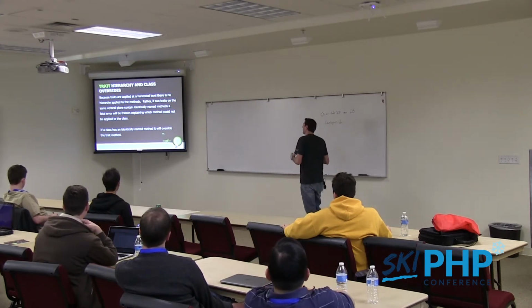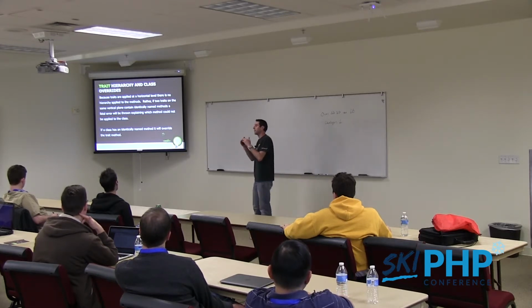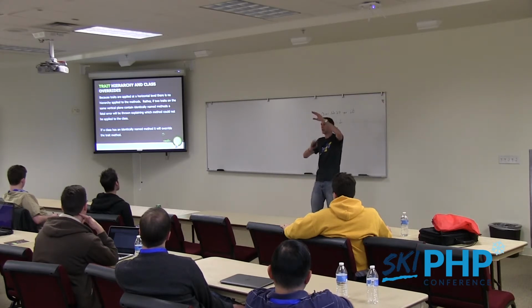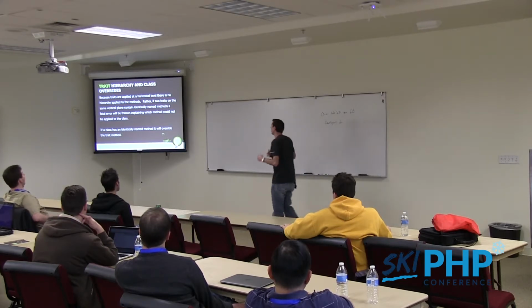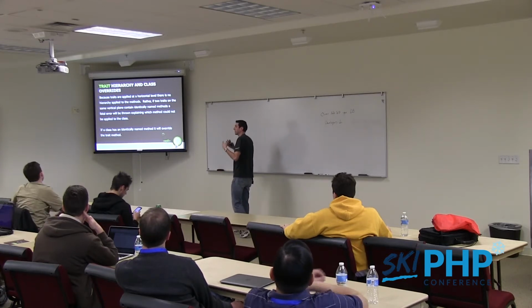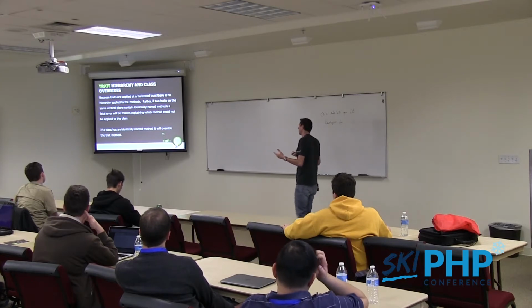Trait hierarchy and class overrides. Because traits are applied horizontally, there is not a vertical hierarchy. When you extend a parent class and you have a child class, the child class overrides the parent class. When you take a trait and you put another trait in there, they're the same. They're the same with the class. Again, if you have two methods that are exactly named in these traits, they're going to have a problem. You're going to have a failure being thrown.